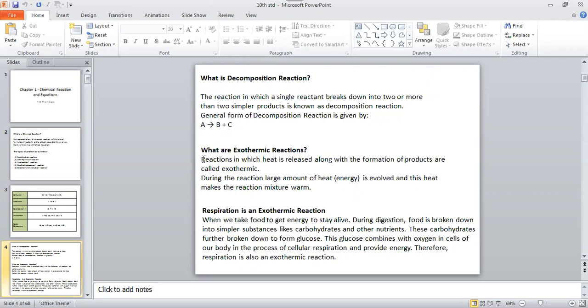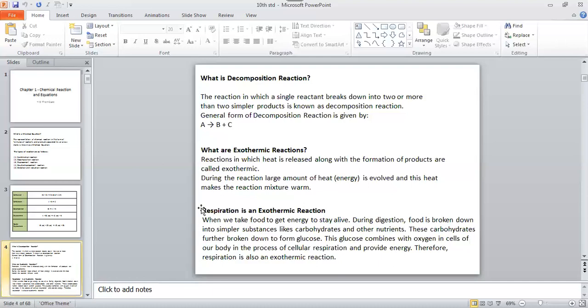Then what is an exothermic reaction? The meaning of exo is given out and the meaning of thermic is heat. So the reaction in which heat is given out, heat is released, is called an exothermic reaction.